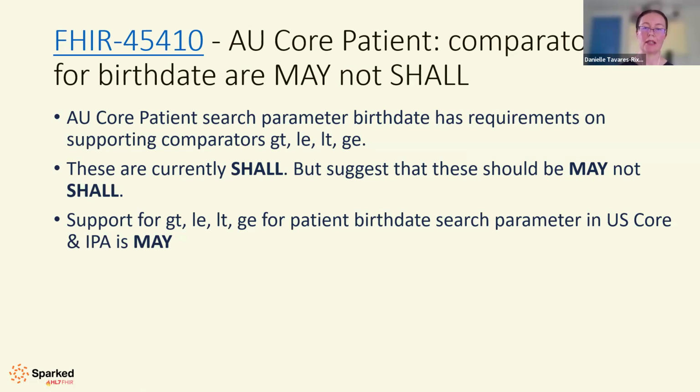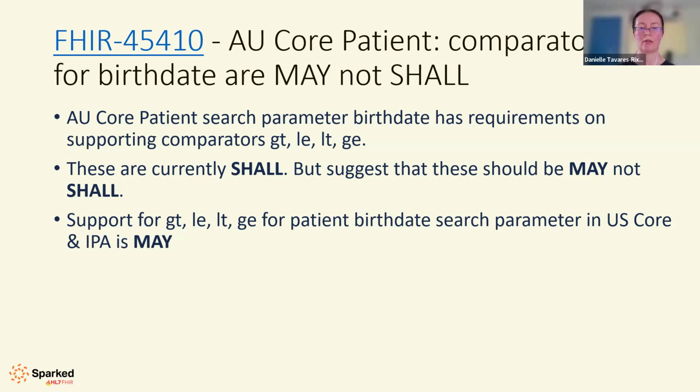Okay, so this one's a little bit different. It's still about search parameters, but in this case, it's not related to having consistency from ballot reconciliation change. This is on AU Core patient, and it's talking about support for comparators for the birth date search parameter. This change request is proposing that the search parameter for birth date currently has support for GT, LT, LE, GE, which is greater than, less than or equal to, less than, and greater than or equal to. And these are currently shall, and it's suggesting that these should be may in AU Core R1, noting that the support on the birth date search parameter for those comparators in IPA and US Core is also a may.